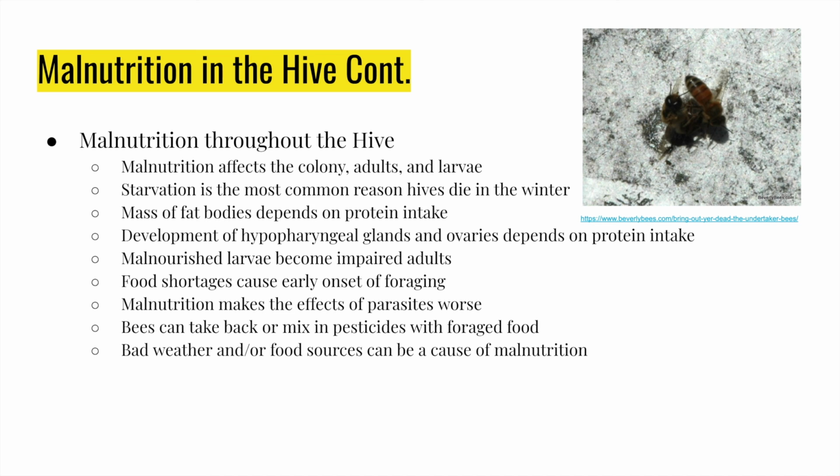Bees can also take back or even mix in pesticides with their foraged foods, which can appear in their honey. Bad weather and bad food sources can also be a cause of malnutrition because the bees can't get out to forage and are not getting the nutrients that they need when they are foraging. These can have detrimental impacts to the hive and must be taken with extreme caution.